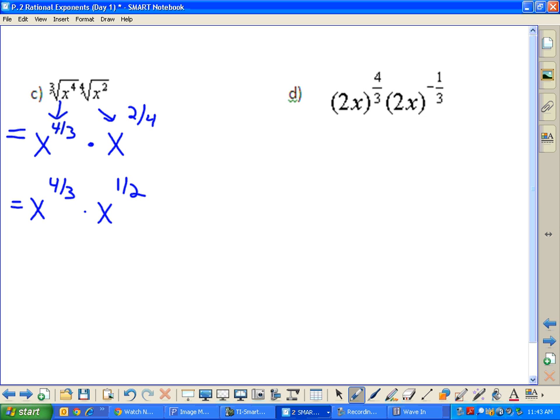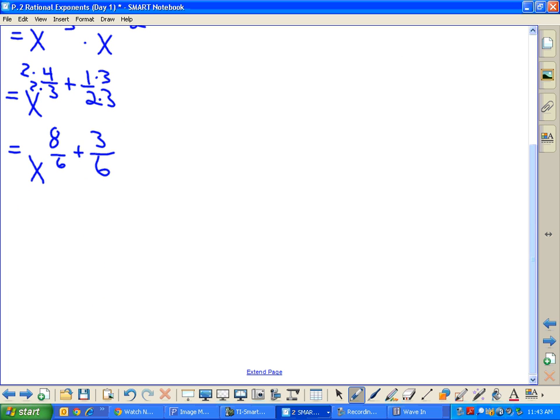And then I'm like, oh, look, like bases multiplied together. I'm allowed to add those exponents. The common denominator for 3 and 2 is 6. The first fraction, I'd have to multiply the top and bottom by 2. So 4/3 is actually the same as 8/6. And then I have to multiply the top and bottom of the second fraction by 3. 1/2 is the same as 3/6. 3 out of 6 is a half. And then when I add fractions, I add straight across the numerator and bring the denominator along for the ride.